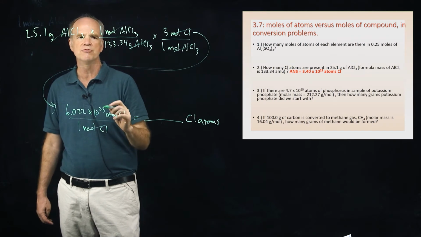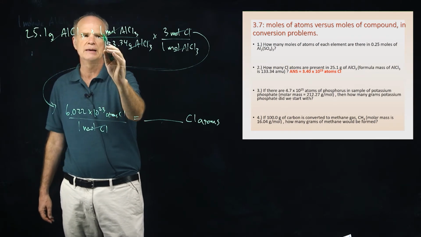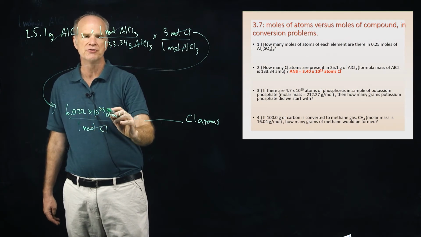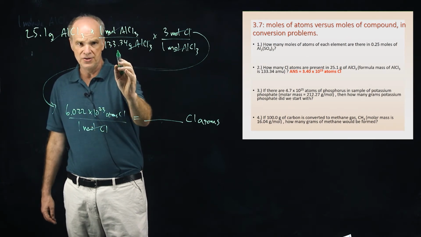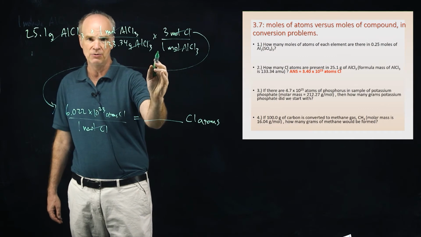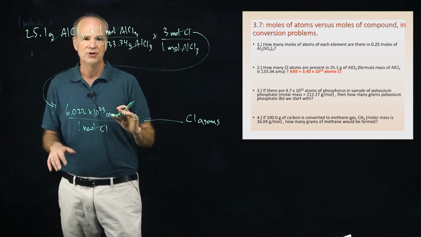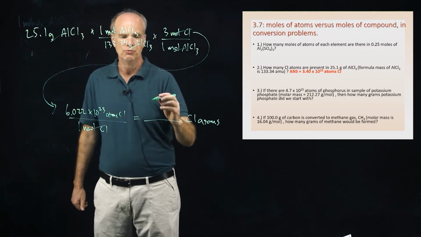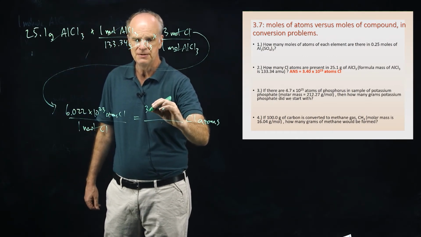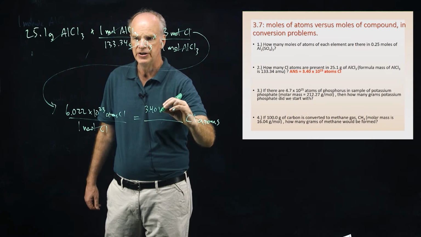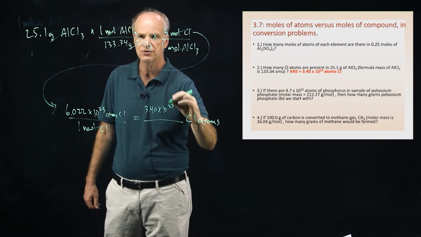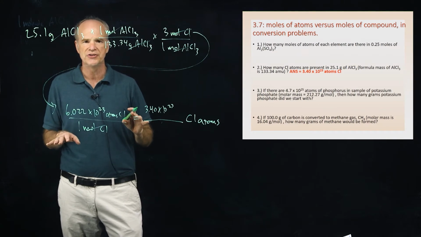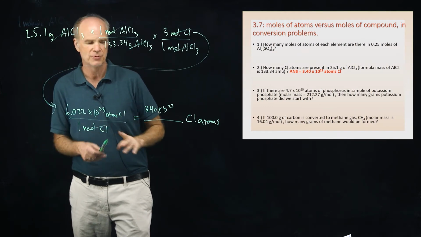So the math would be 25.1 times 1 times 3 times 6.022 times 10 to the 23 divided by 133.34 divided by 1 divided by 1. You can work that out in your calculator and it should work out to what is suggested there. It should be 3.40 times 10 to the 23 chlorine atoms. And I'm kind of hoping you can see why this is in 3 significant figures. So we'll move on to the next problem.